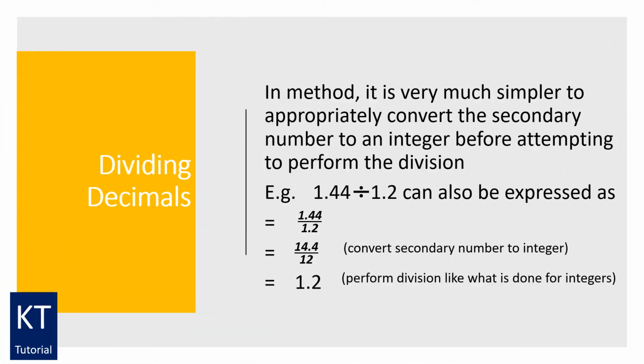Finally, when dividing decimals, it is very much simpler to appropriately convert the secondary number to an integer before attempting to perform the division. For example, 1.44 divided by 1.2, which could be expressed as a fraction 1.44 over 1.2, you can start by converting the denominator or the secondary number to integer. Then perform division like what is done for integers.